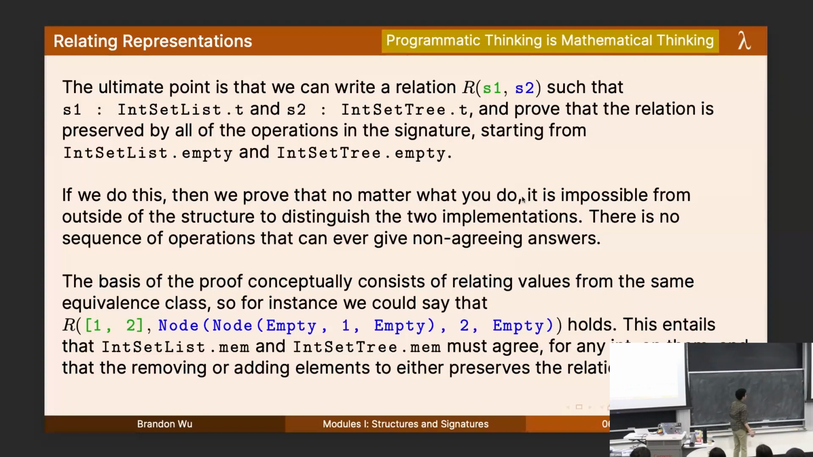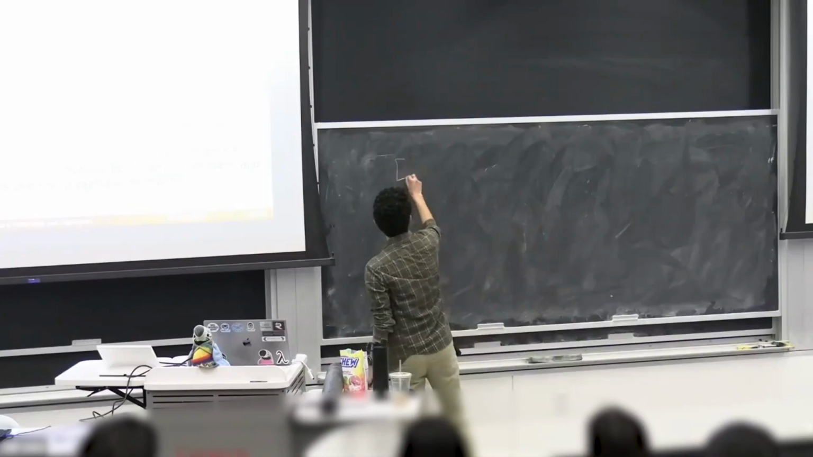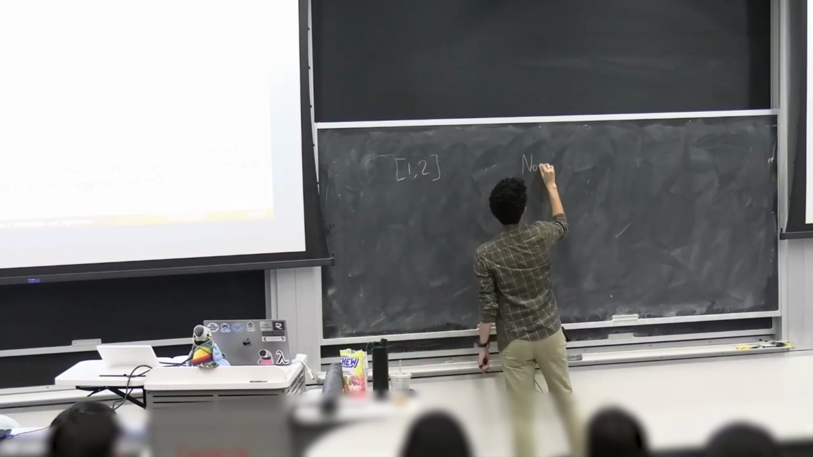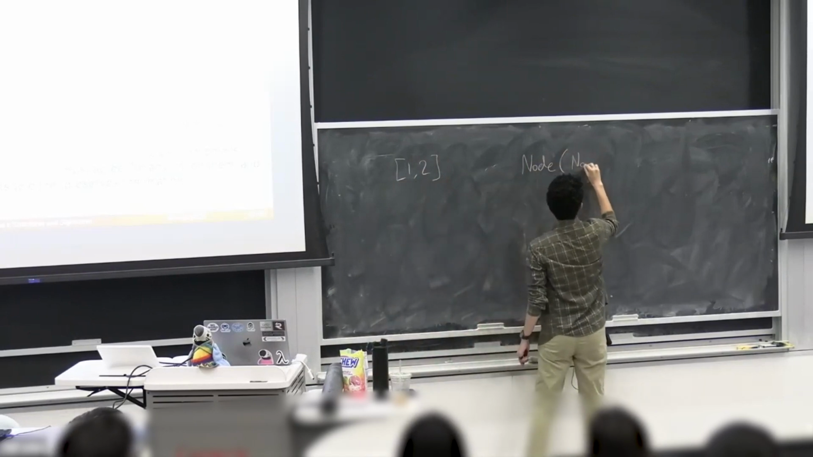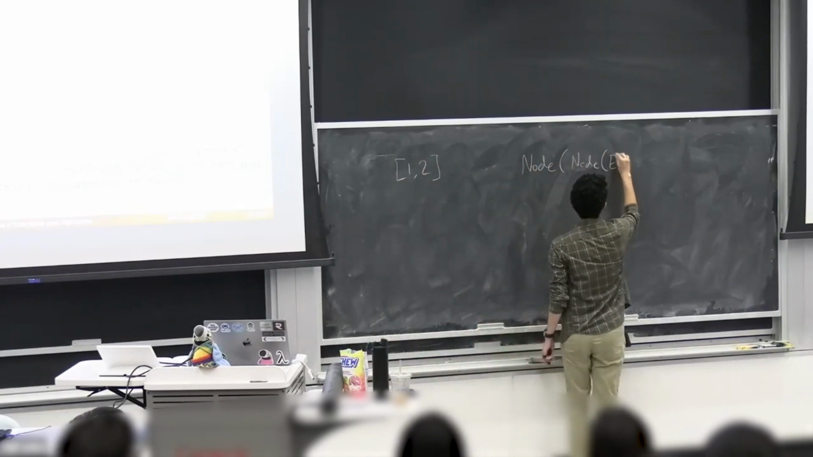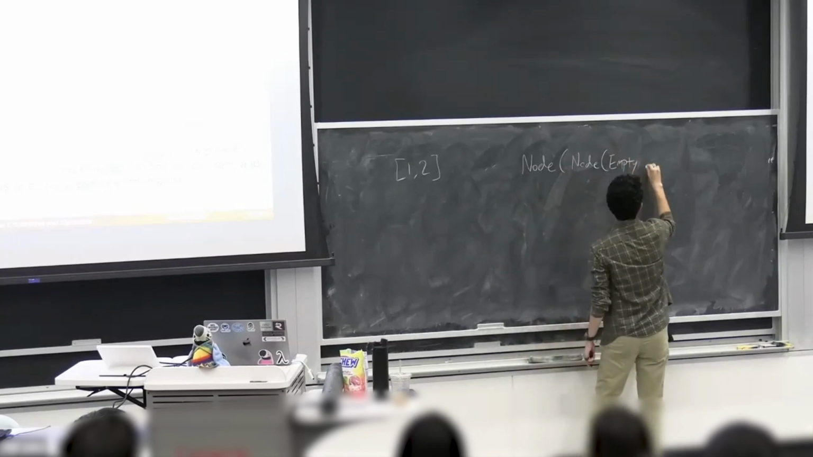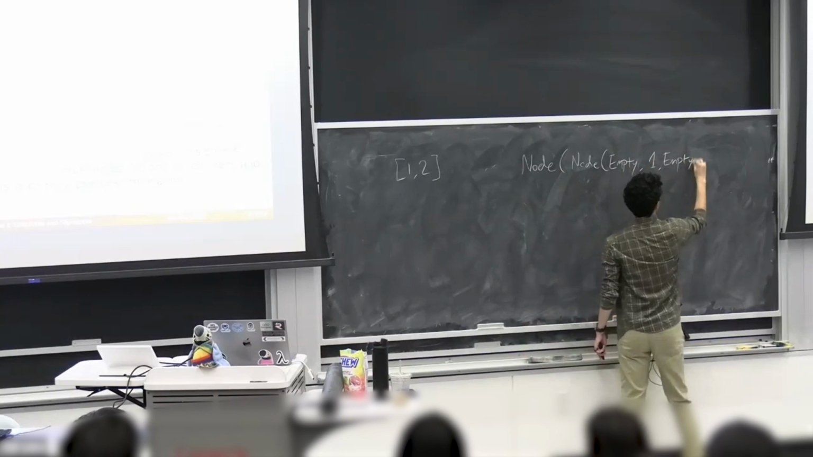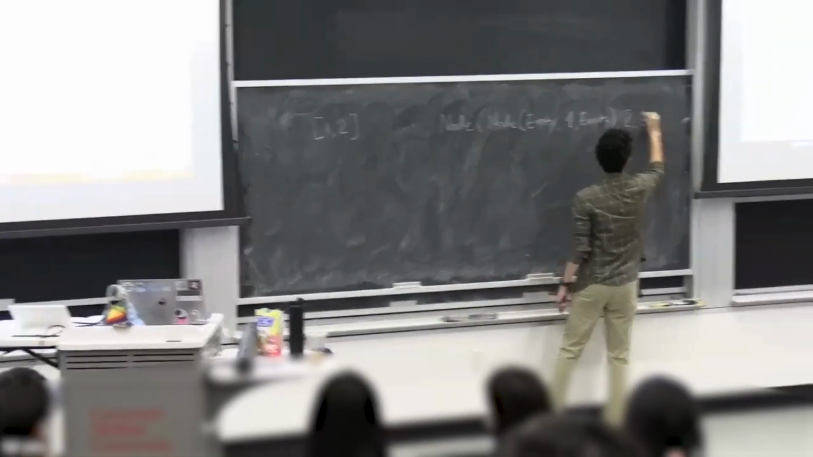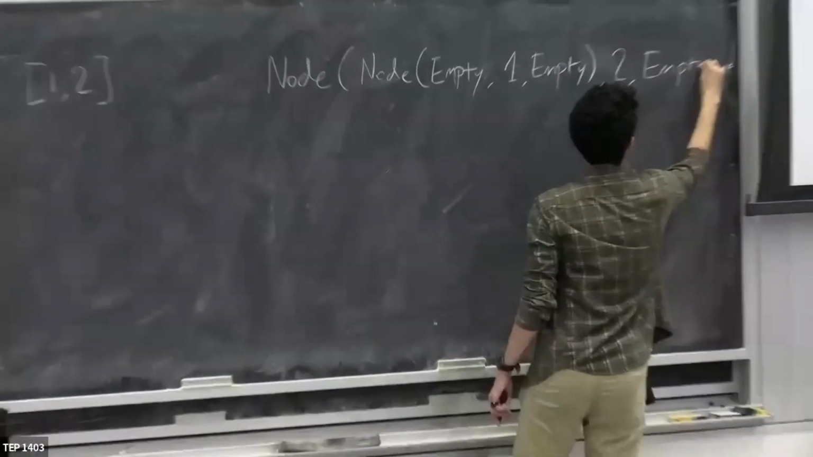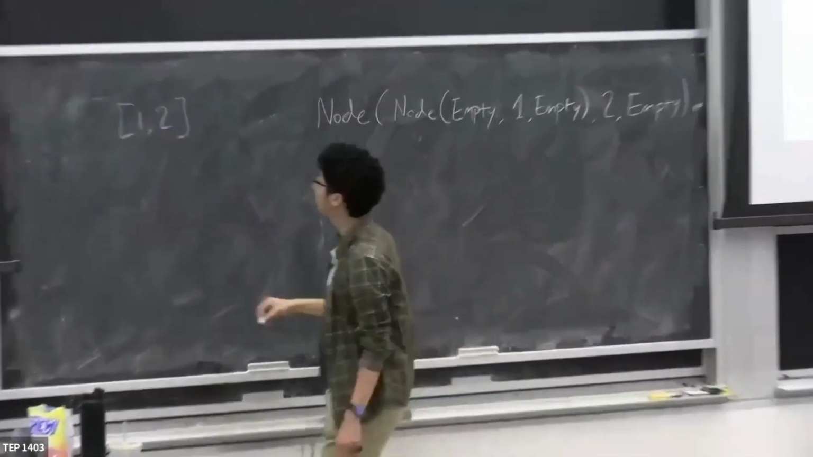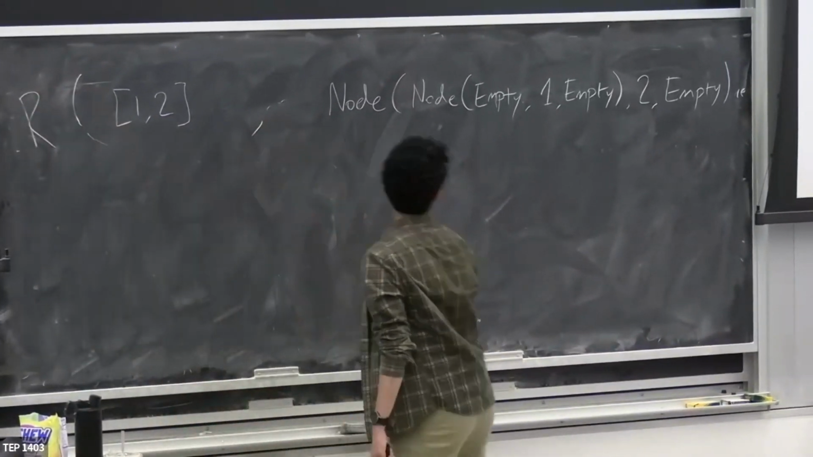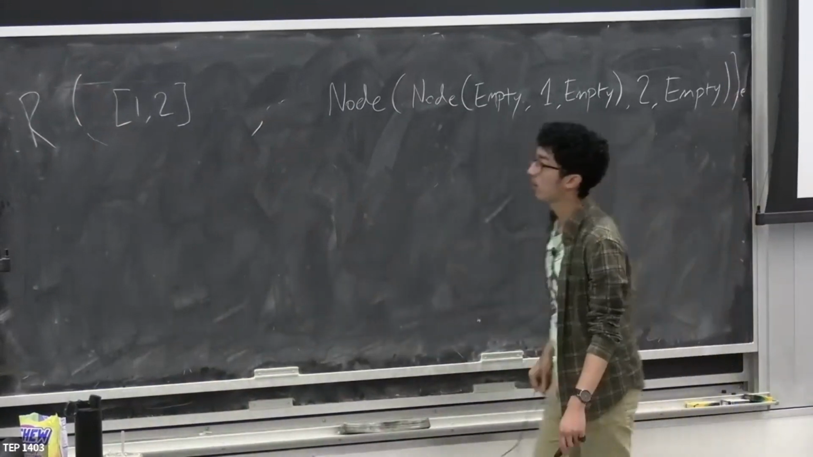And so to give you an example, for instance, if I had 1, 2, and then I had node of empty, 2, empty. I'm going to write this out because I don't have anything better to do with my time. If I write out these two values, I can show that these are related by R.